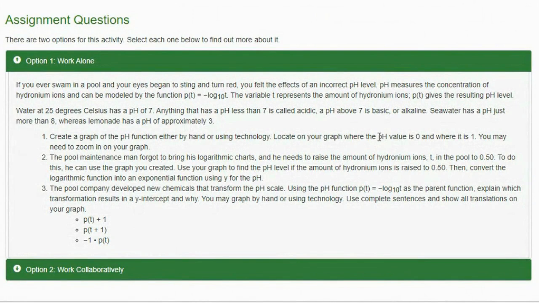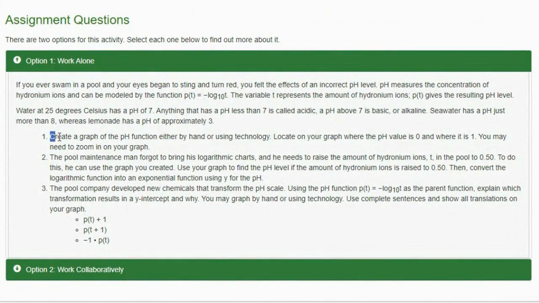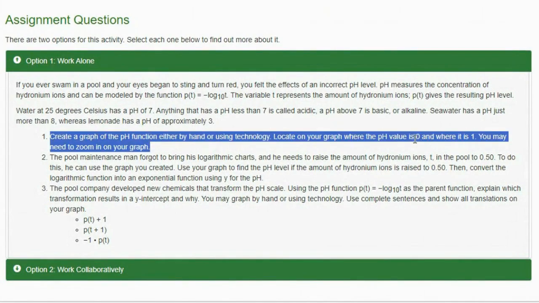Locate on your graph where the pH value is 0 and where it is 1. Where is it 0? When the hydronium ions equal 1. But remember, T, which is the x-axis, represents the amount of hydronium ions. The y is the pH. And where is it equal to 1? When you go up here, how many hydronium ions? 0.1 hydronium ions will leave you a pH of 1. You may need to zoom in on your graph. So you have to mark that and give those values.